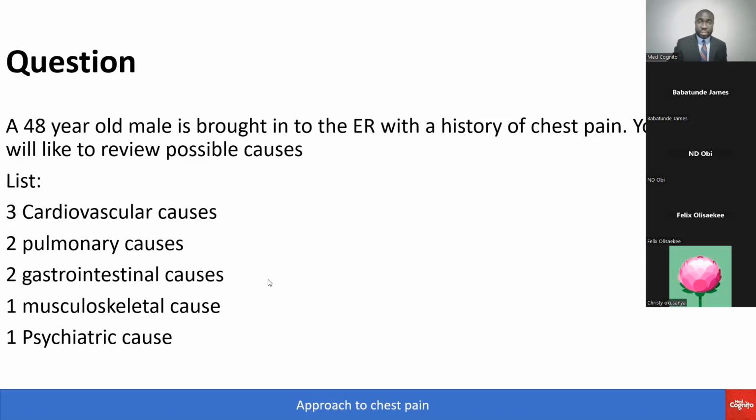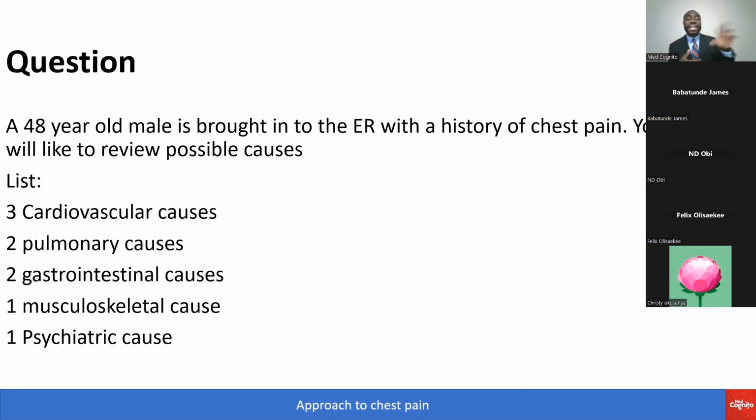Yeah, myocardial infarction and pulmonary embolism. So myocardial infarction, pulmonary embolism, will it be cardiovascular or pulmonary? Cardiovascular. Will you consider it as cardiovascular or pulmonary? P is pulmonary. Okay, good.